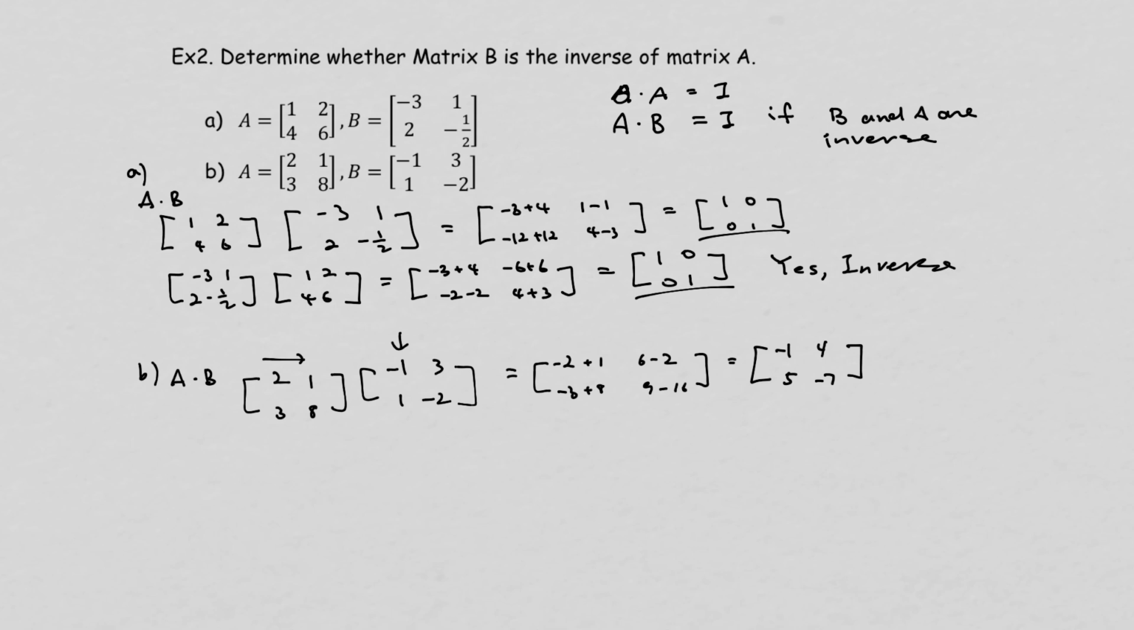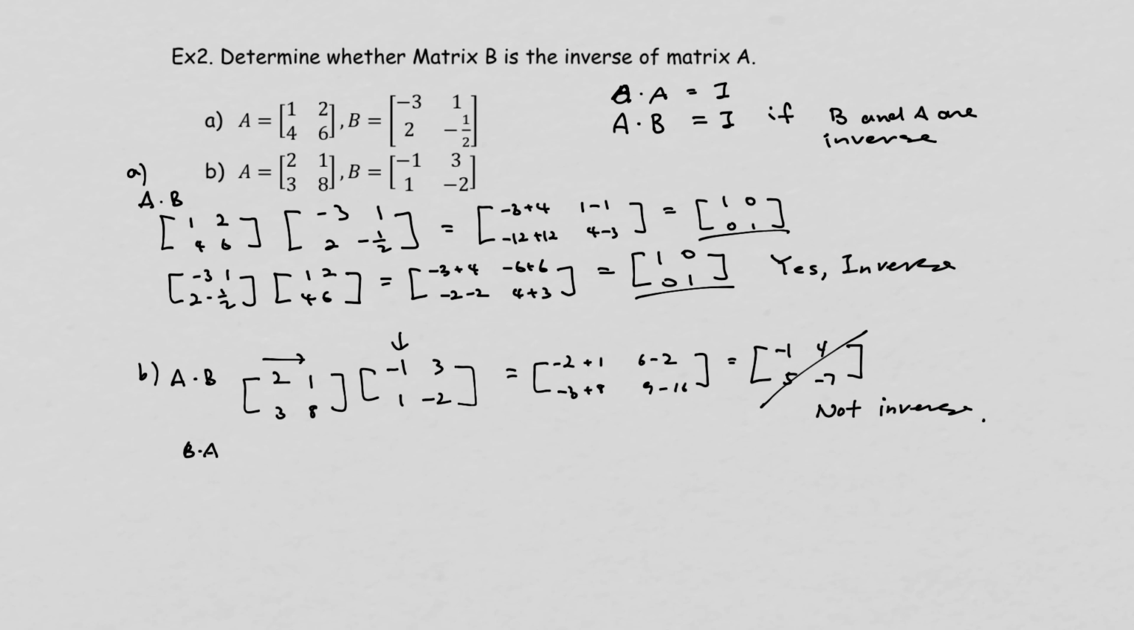So I don't have to check even B times A because this is not the identity matrix. Since it's not the identity matrix, it's not going to be inverse. So that's how you're going to tell if two given matrices are inverse to each other.